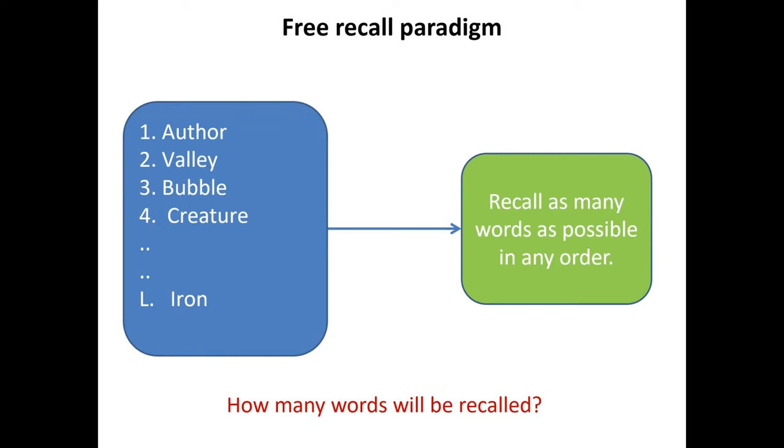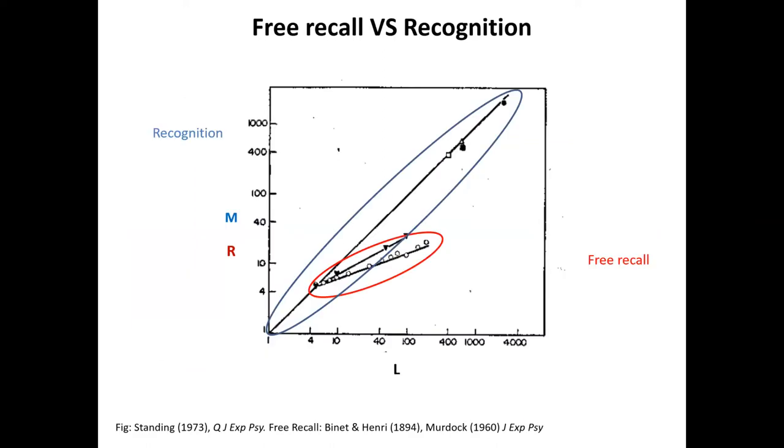So usually in the class, I give a list of 16, 20 words and people discover that they cannot really remember most of them. Okay, so this is a key result that people get, and the gap becomes bigger and bigger. So the longer the list is, the smaller is the fraction of the words that people can recall.